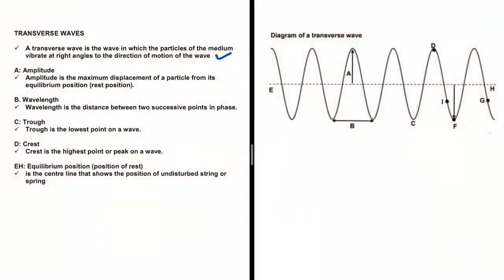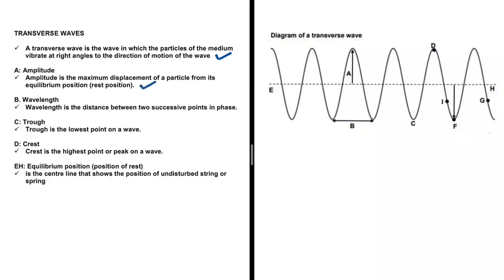Now that you've seen the simulation, I'm quite convinced that you know exactly what we mean when we say the particles of the medium are vibrating at right angles to the direction of motion of the wave. Now let's go and take a look at a few characteristics of a transverse wave. We have what we call the amplitude. The amplitude is the maximum displacement of a particle from its equilibrium position.